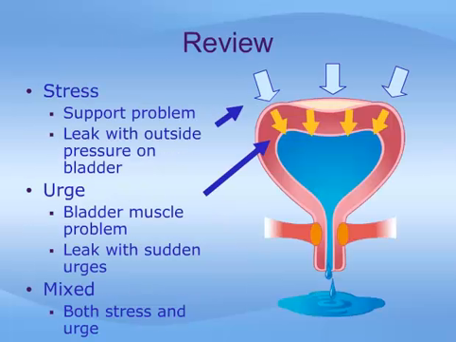To review, the most common types of incontinence are stress incontinence, which is a support problem and describes leakage with outside pressure on the bladder; urge incontinence, which is a bladder muscle problem and describes leakage associated with sudden urges to urinate; and mixed incontinence, which is a combination of both stress and urge incontinence.